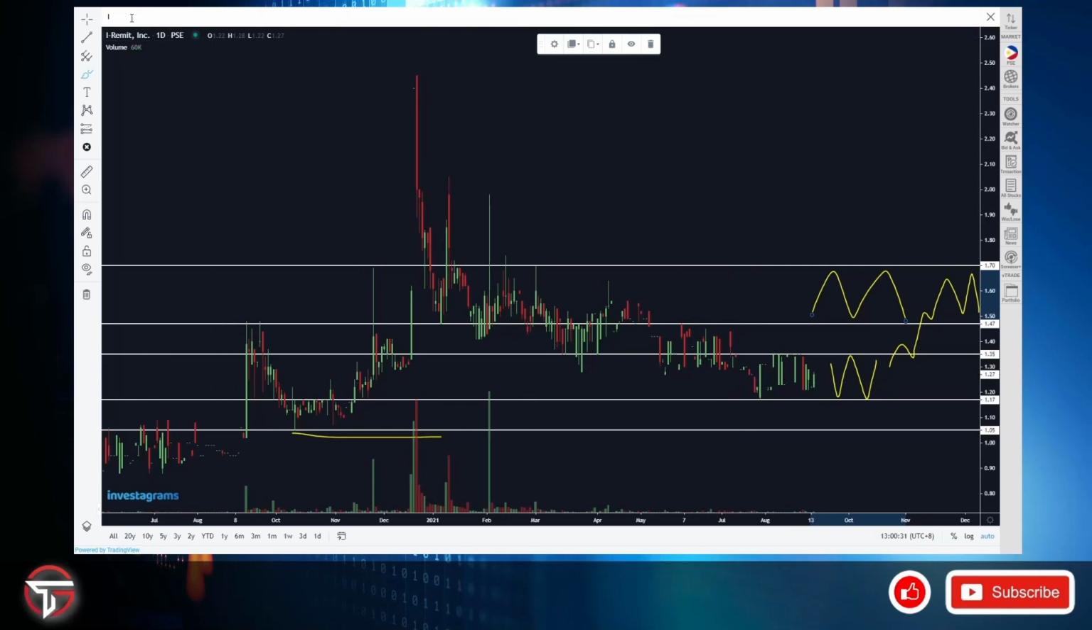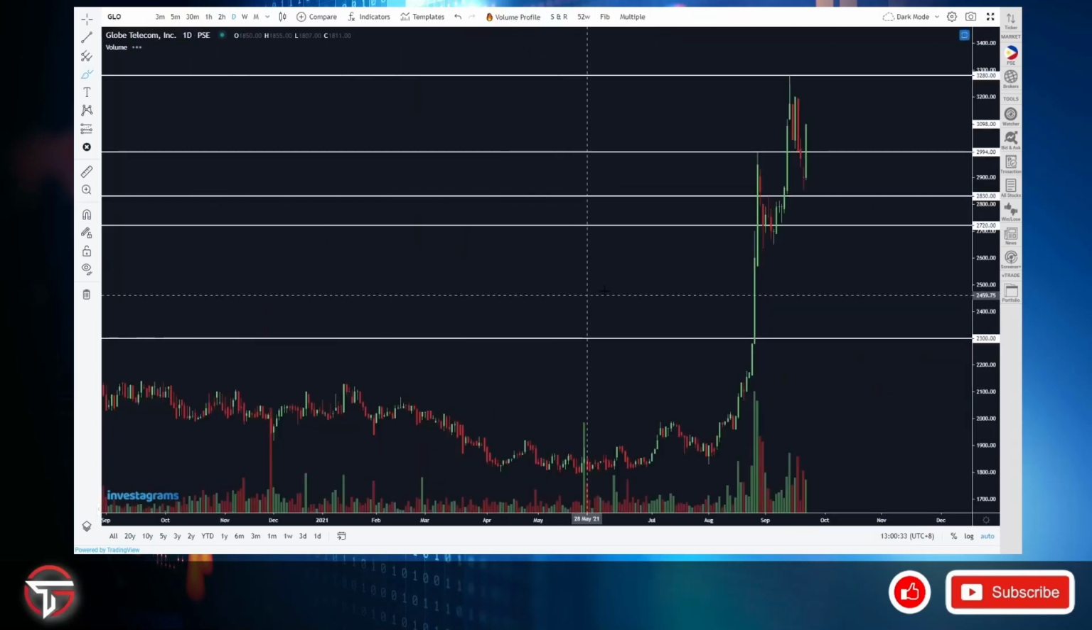Let's do Glow. So, Glow, ang nangyari, nagkaroon tayo ng pullback after hitting yung 3,280 na high. Nagkaroon tayo ng sharp retracement. Then today, pumitik tayo pataas, no? Honestly, a little bit too early to tell.